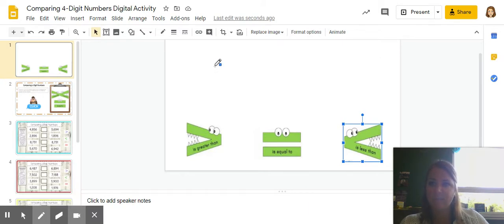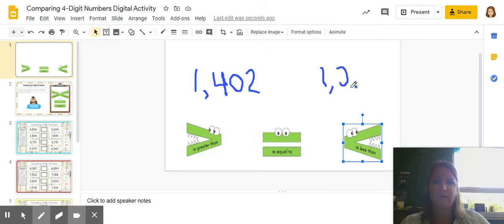All right, let's move on to some thousands. I'm going to have 1,402 and 1,204. Okay, let's take a look at our greatest place value. We've got ones, tens, hundreds, thousands. So thousands is our greatest place value.